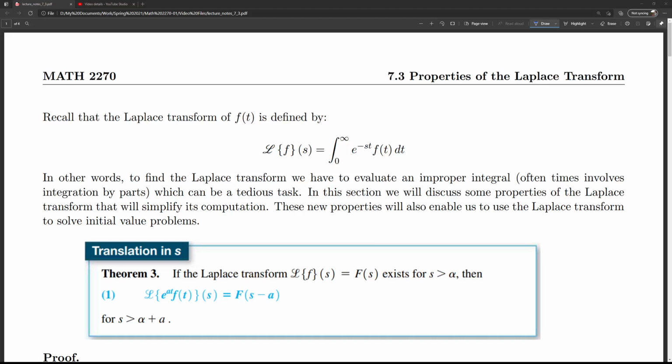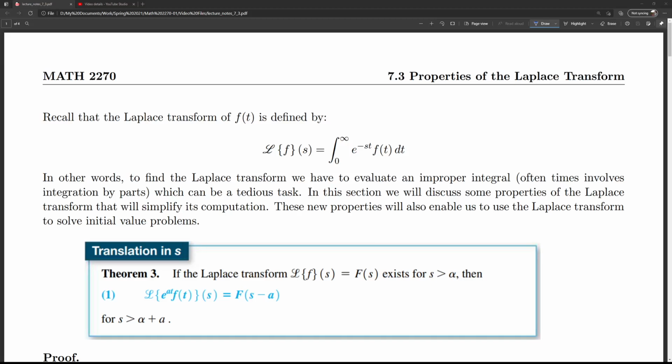In this section, we will discuss some properties of the Laplace transform that will simplify its computation. These new properties will also enable us to use the Laplace transform to solve initial value problems. The first theorem states the following.